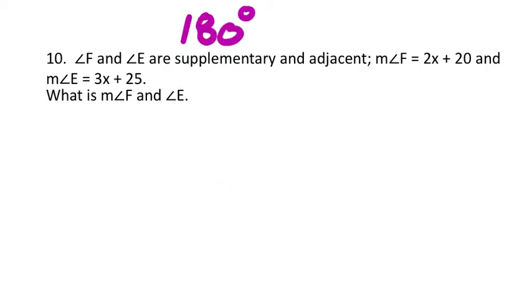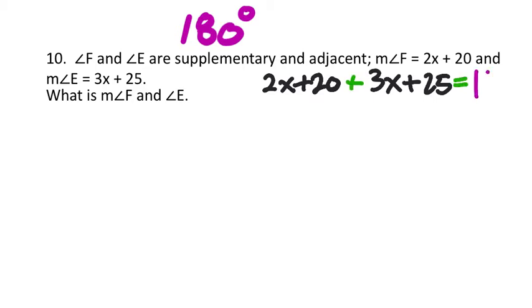So, the two angles, right? They're supplementary, so we'd have to add them together to get 180 degrees. So we know angle F is 2x plus 20, and angle E is 3x plus 25. So if I were to add these together, I would need to get that 180 degrees right there, okay? So this just becomes an equation that we need to solve.